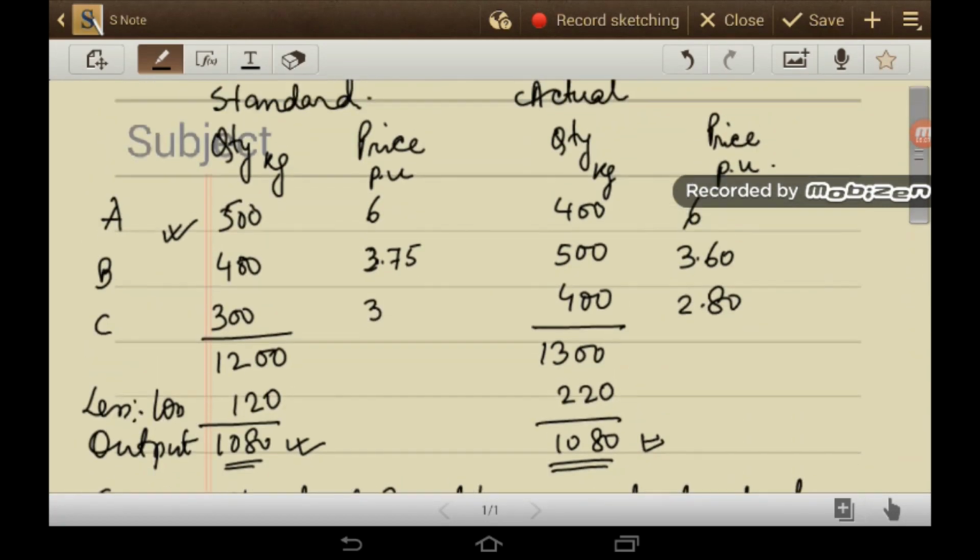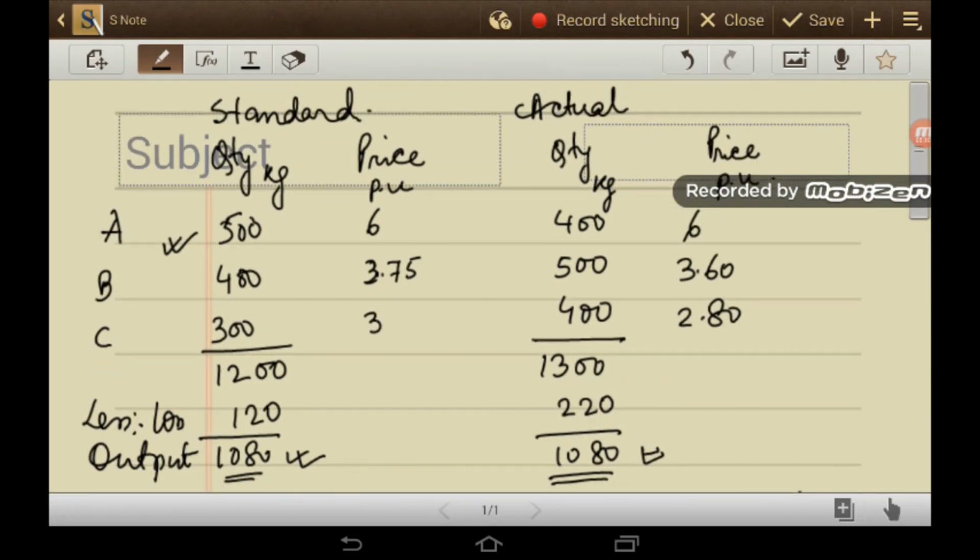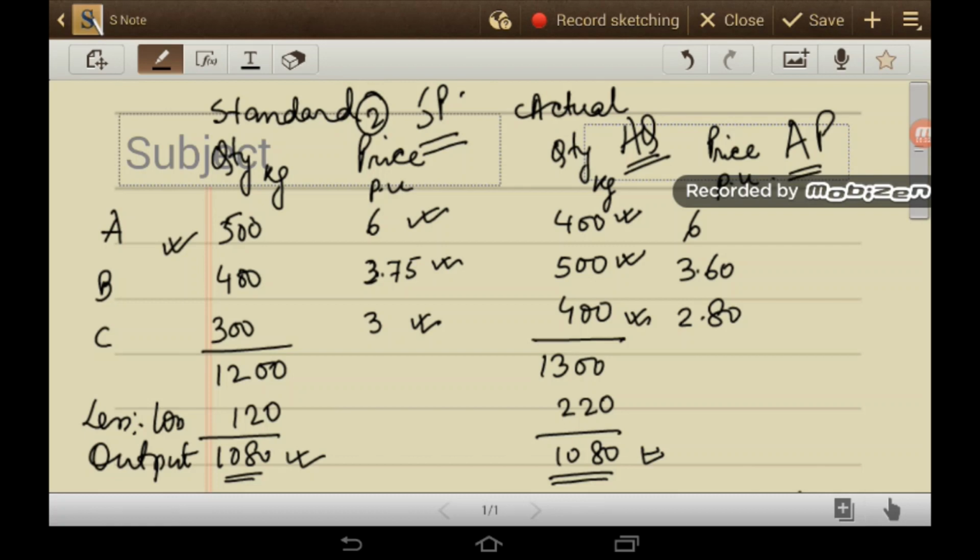I am not going to write or repeat the standard price, the second parameter. These are the standard price of A, standard price of B, and standard price of C. These are the actual quantity: for A is 400 kg, for B is 500, and for C is 400 kg. And this is the actual price: for A is rupees 6, for B it is 3.60, and for C 2.80.